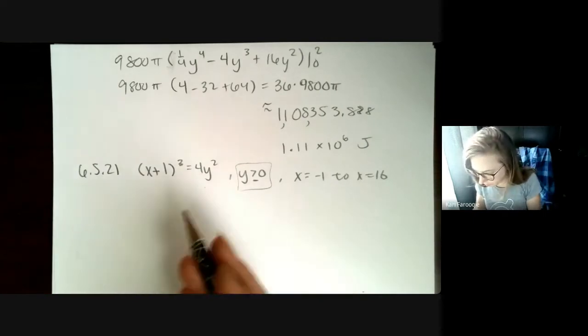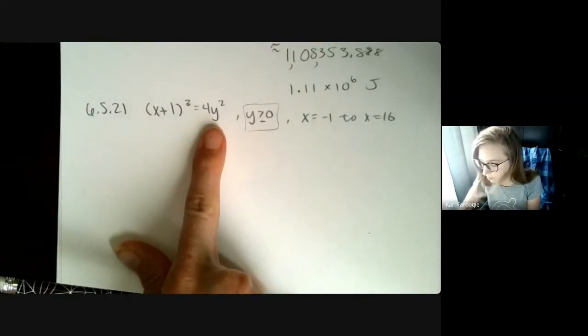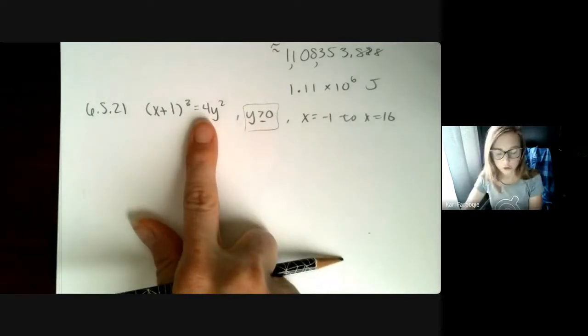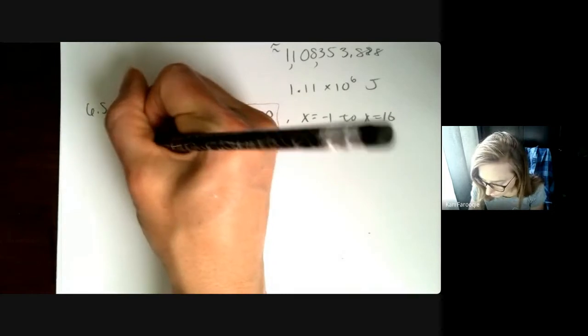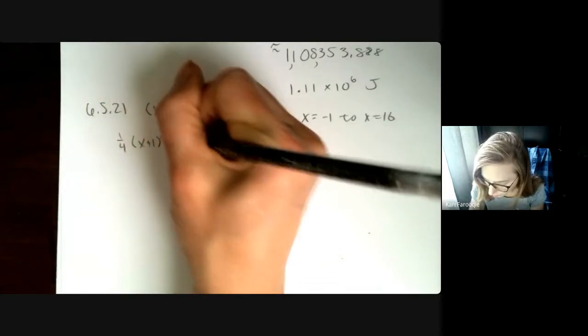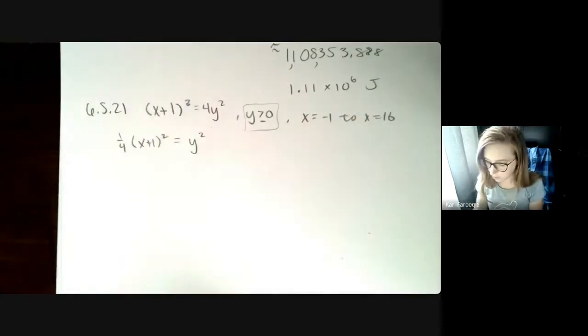So let's see, we have x plus 1 quantity cubed. I want to solve for y. So we'll go ahead and first divide by 4, and then we'll take the square root. So I have 1/4 times x plus 1 quantity squared equals, oh, no, not quantity squared, sorry, quantity cubed.